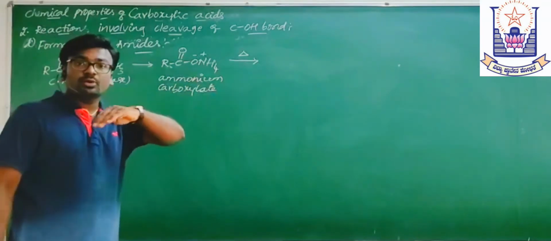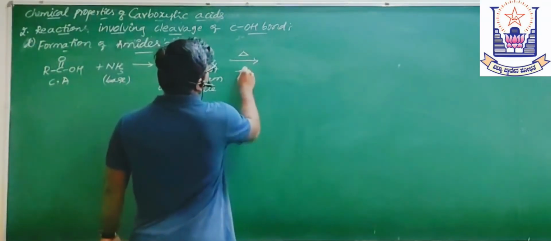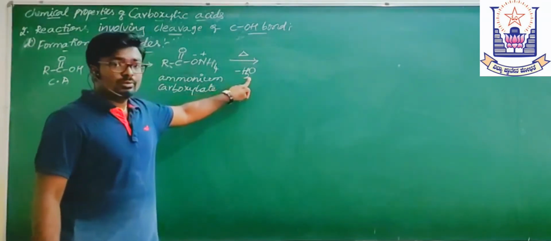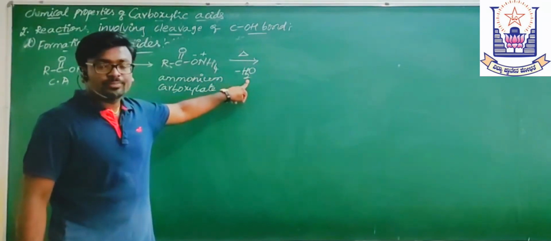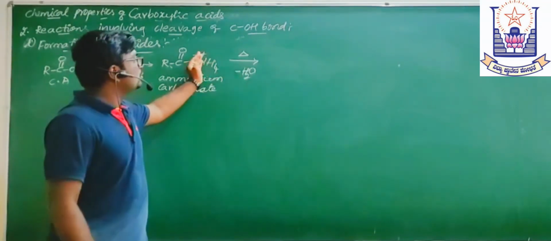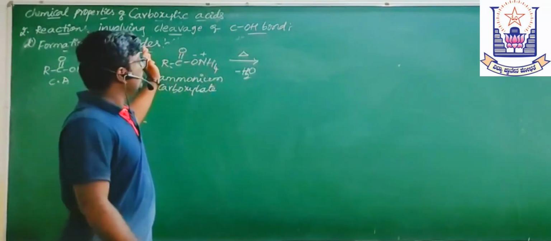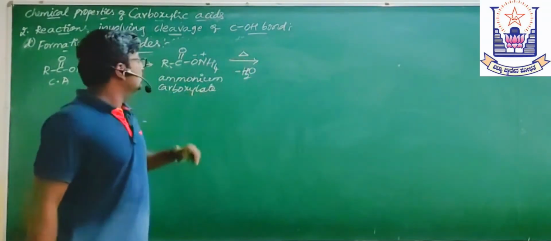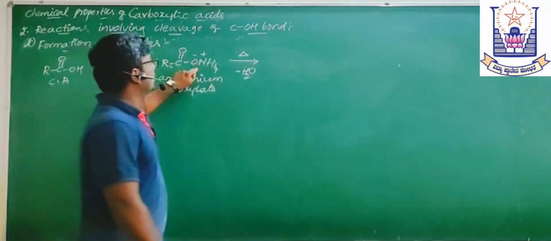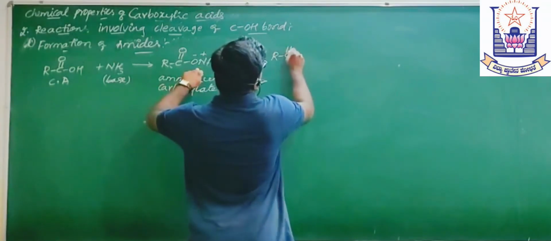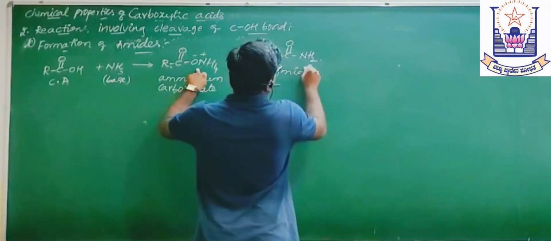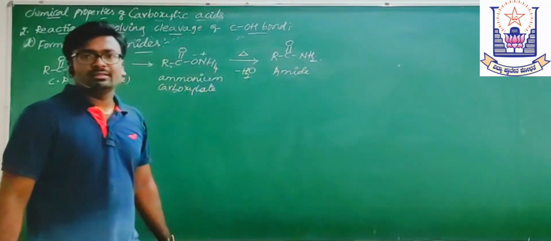what happens? H2O comes out. If I write negative H2O, it means release of H2O. Here the negative sign implies H2O is coming out after heating. So what will be remaining? O is not there now, and here 2 hydrogens, NH2. So you will get RCONH2. This is called amide.